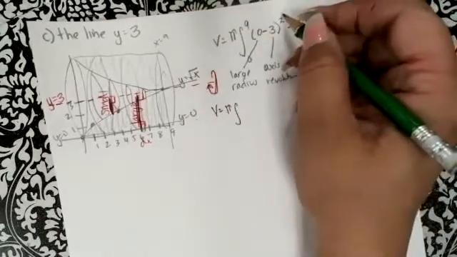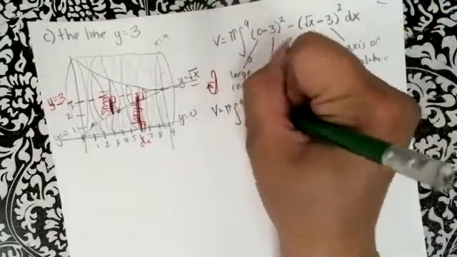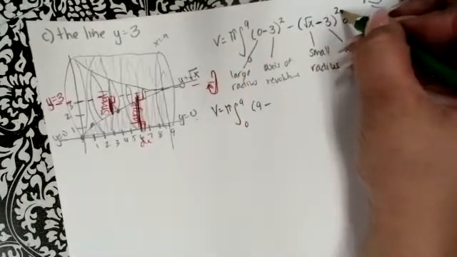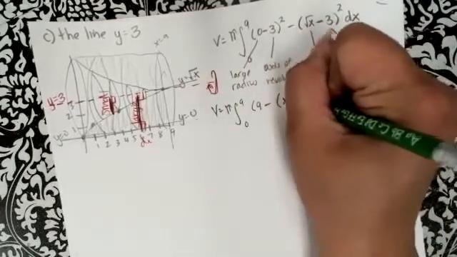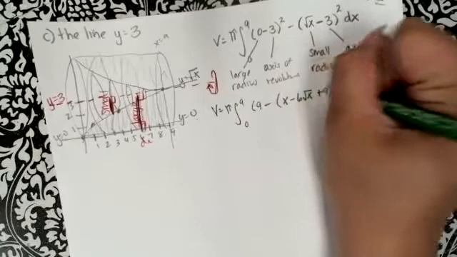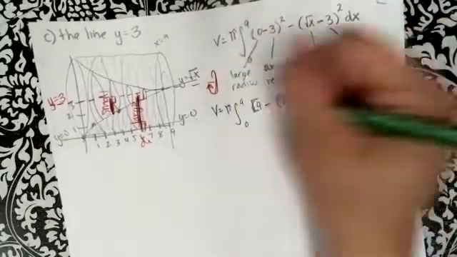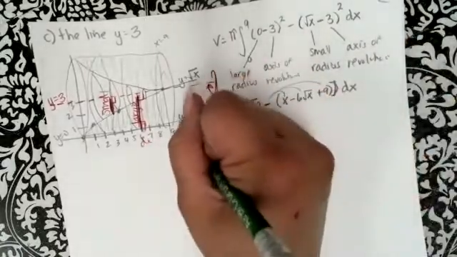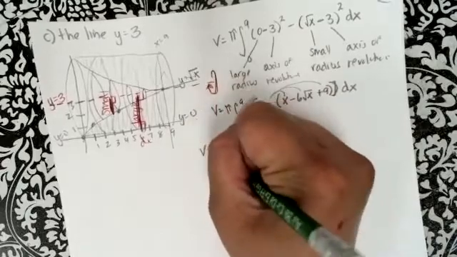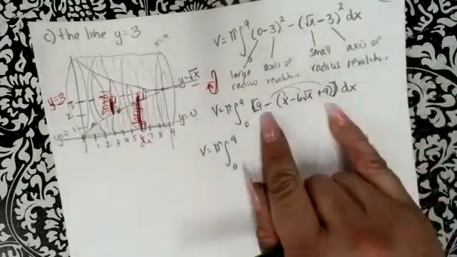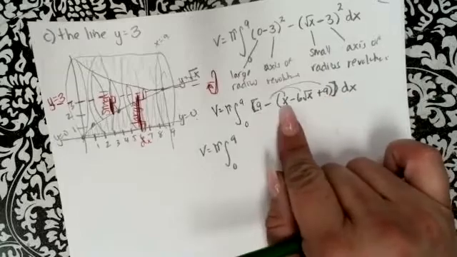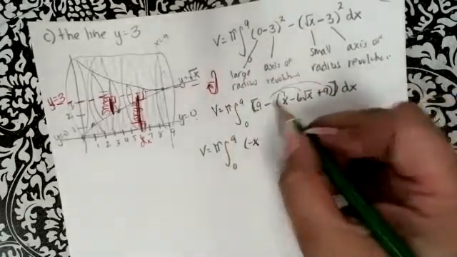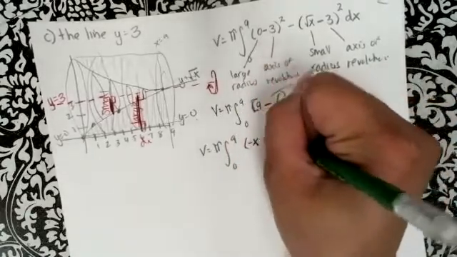Negative 3 squared is going to be a positive 9. And then here, I'm going to need to square this out. And when I square this out, I end up getting an x minus 6 square root of x plus 9. I'm going to distribute the negative. And I get the 9's cancel out. That's going to be a negative x. And a negative negative makes that a positive 6x to the 1/2.